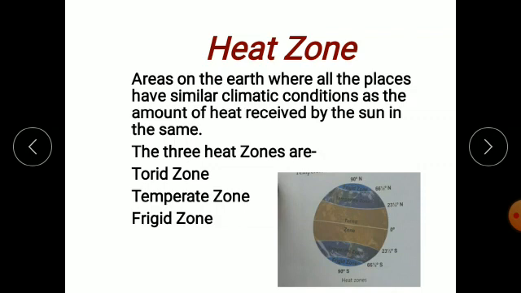Now, next one is frigid zone. Frigid means cold. The areas on the earth lying between the Arctic Circle and the North Pole in the northern hemisphere. This area.